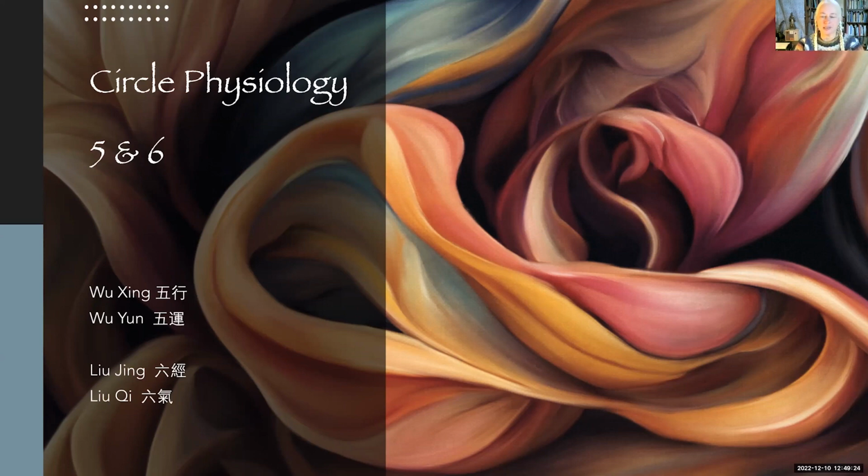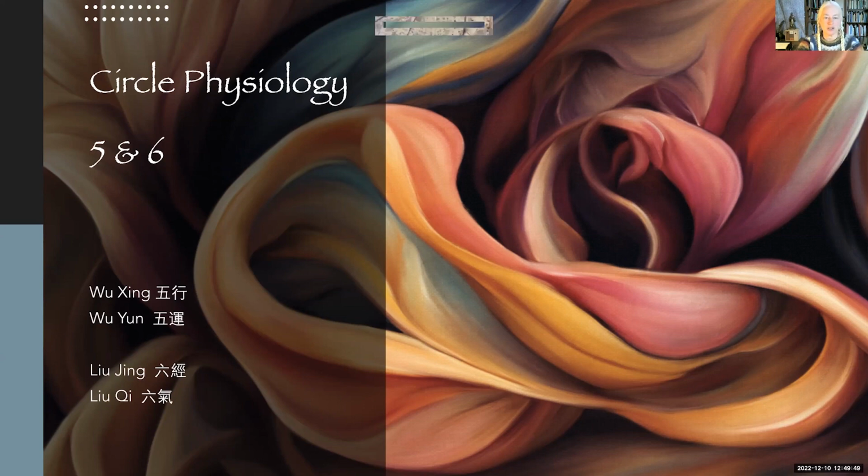So in this section, we'll be talking about the number 5 and 6, and primarily that is going to refer to the Wu Xing and the Wu Yun. The Liu Jing is, the Liu is 6, so Liu Jing and Liu Qi. As we go, we'll get definitions of all of these.